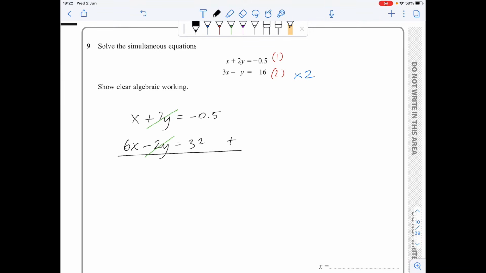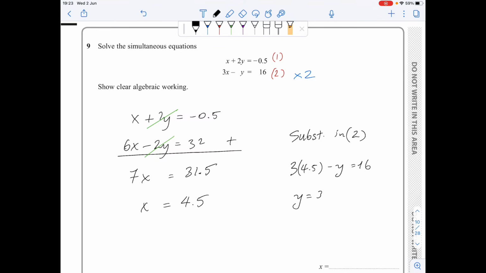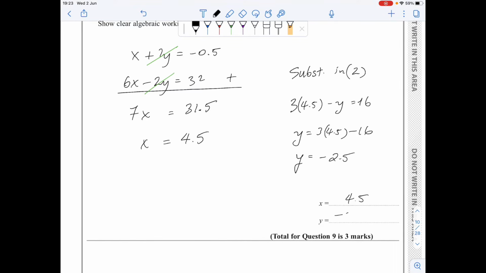The 2y's cancel out. So I have 7x equals 31.5. So x is 31.5 divided by 7, which will give me 4.5. And if I substitute this into equation 2, I will get 3 times 4.5 minus y equals 16. So y is equal to 3 times 4.5 minus 16, which will give me a value of minus 2.5. And these are my two solutions.